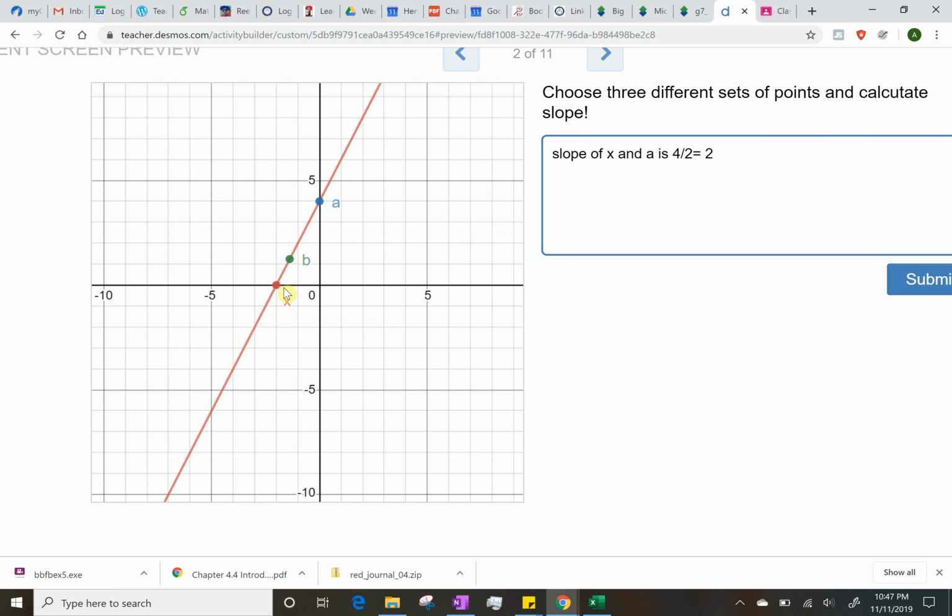So do the other ones. It says choose 3 different points.